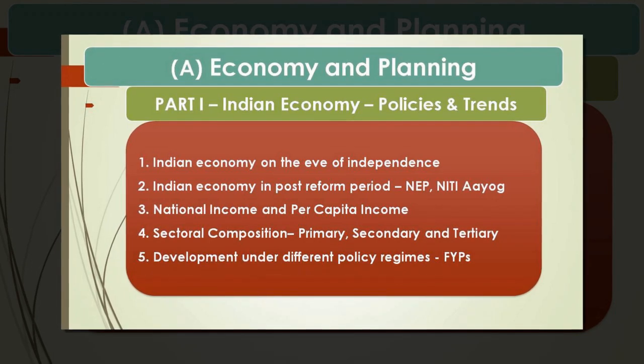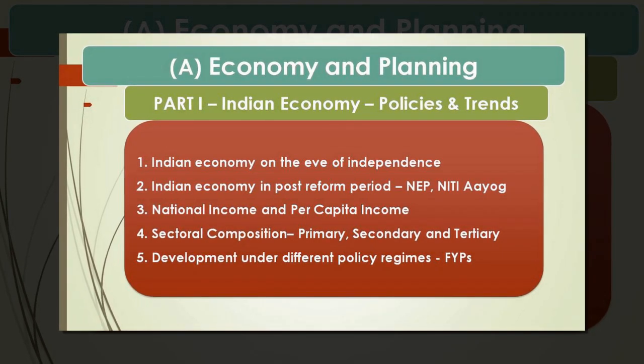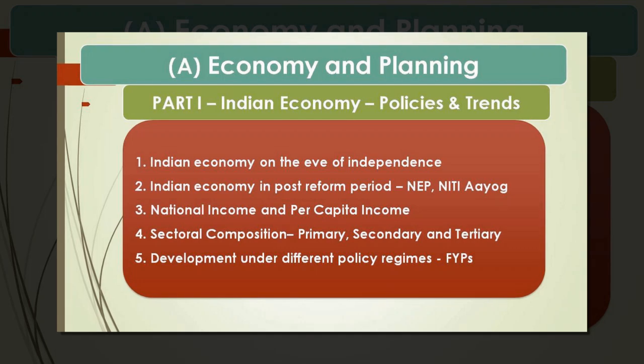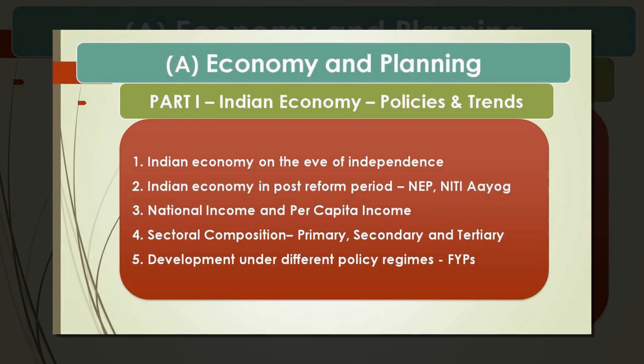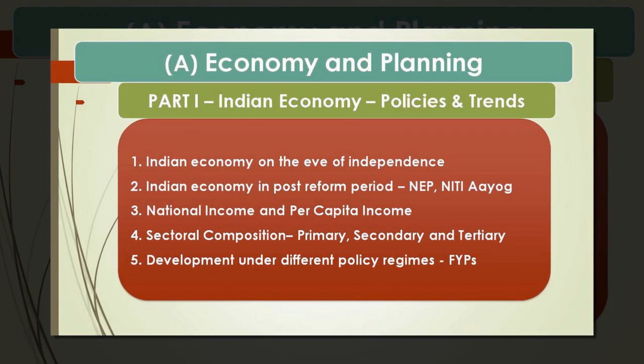Third area, national income and per capita income. We need to focus on concepts like GDP, GNP and latest data and trends. Fourth area is sectoral composition: primary, secondary and tertiary.